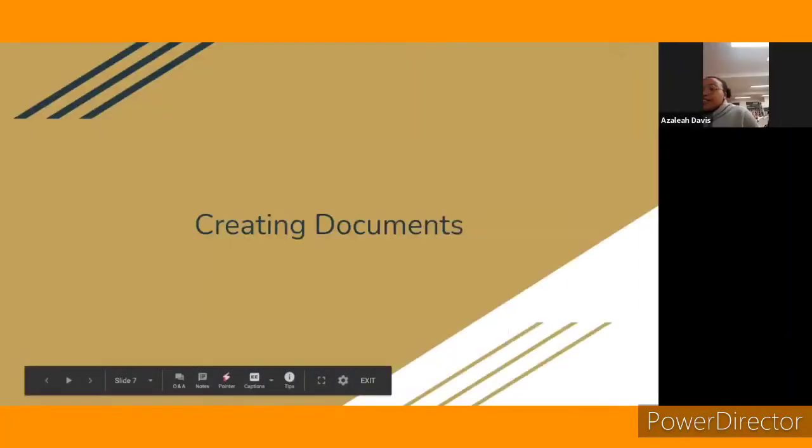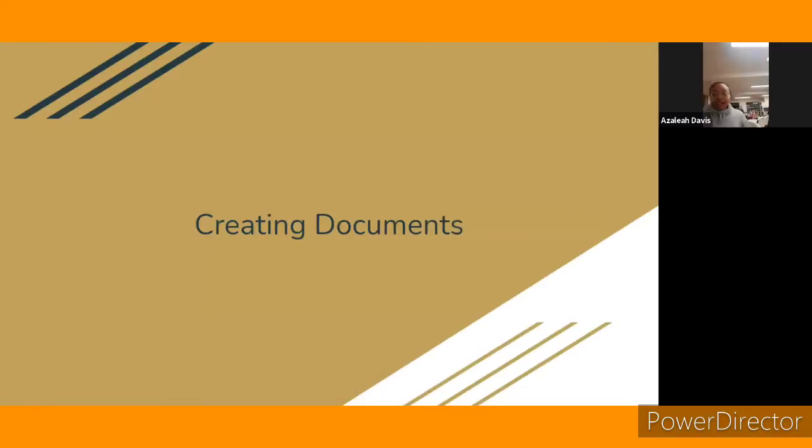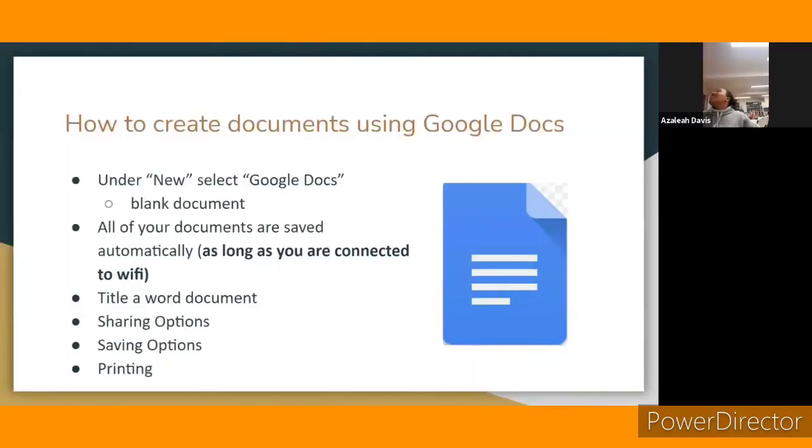All right. Next, we're going to talk about creating a document, how to create documents using Google Docs. First thing we're going to do, we kind of already did it, is go back under that new tab on Google Docs. And once you click on that tab, it gives you an option. You can either create a blank document or use a template. I'll show you how to do it here in just a second.